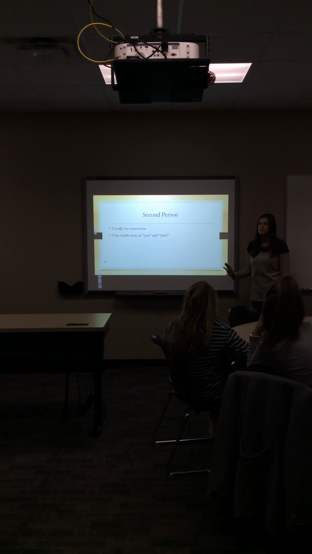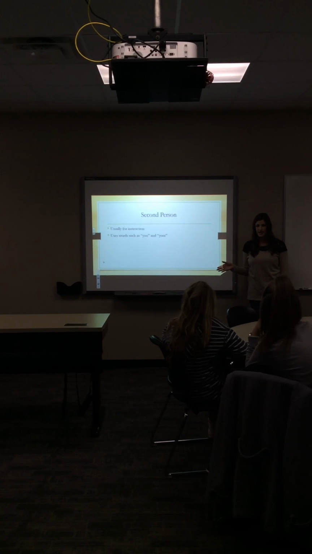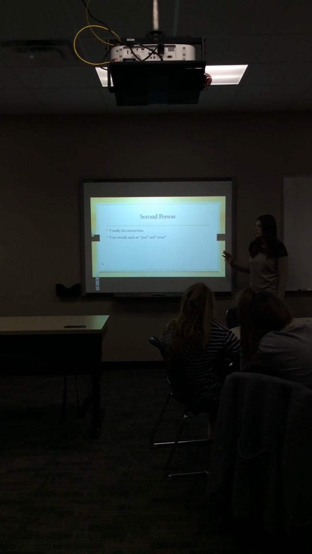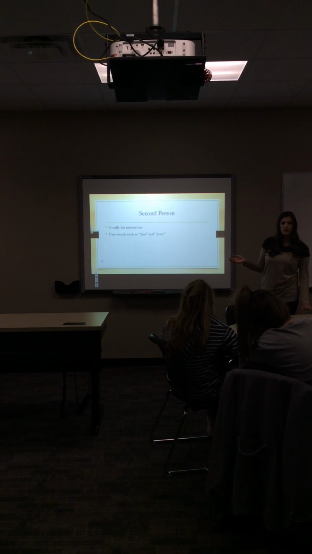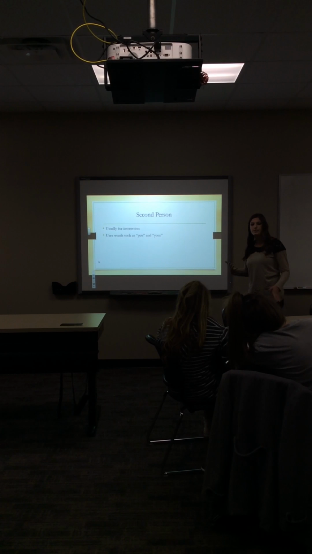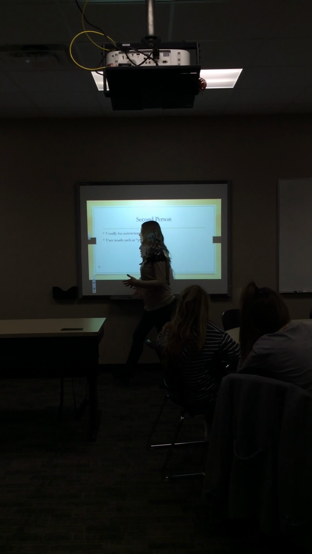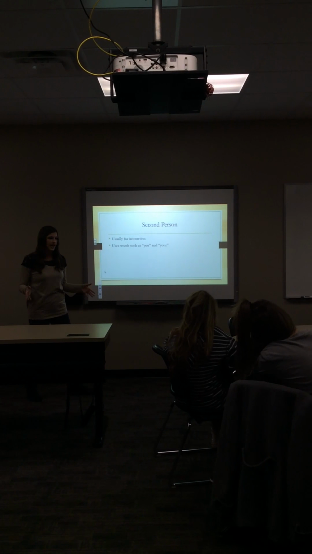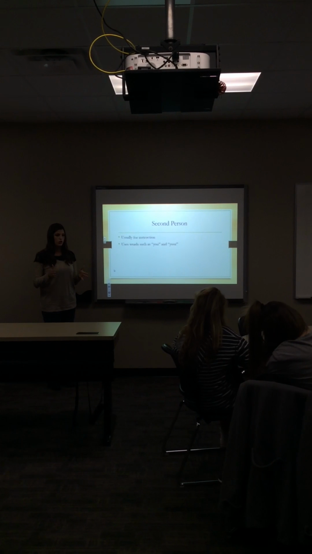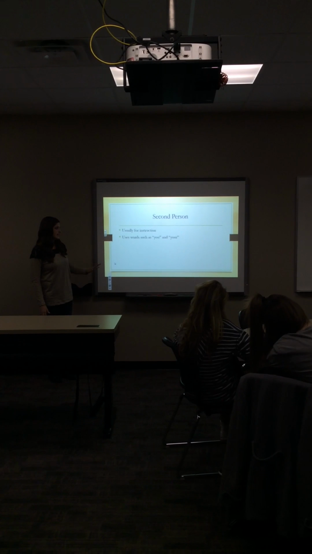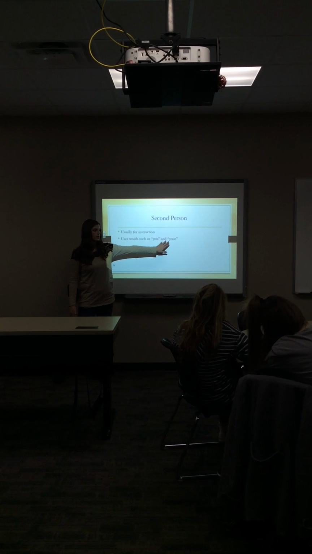Second person is probably the easiest for you to detect. It uses words such as you and your. This is usually for instruction. For example, if you're reading an instruction manual on how to put something together, it will usually say you and your. Like I said, it's the easiest to detect because you just have to look for these 2 main words.